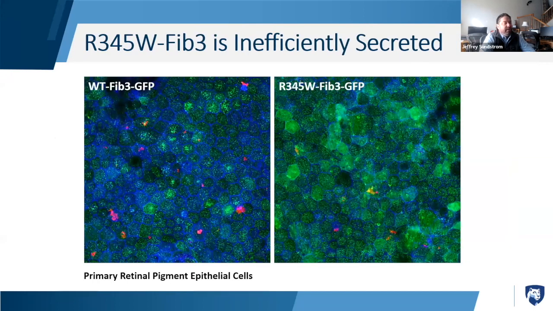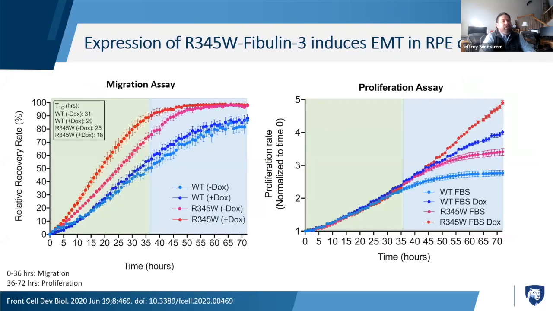These are some primary RPE cells. You can see here's wild type fibulin expression with a GFP tag. There are punctate staining of fibulin within these cells. And as others have reported, the mutant version of fibulin is inefficiently secreted because of the misfolding phenomena induced by the point mutation. So we turn to the standard EMT assay, which is a scratch assay.